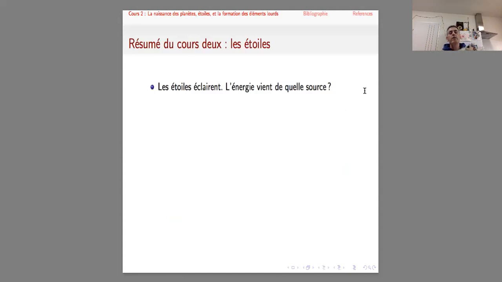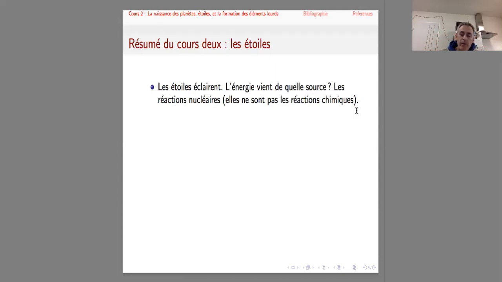Okay, some basic facts about stars. Stars shine, so that implies that they're giving off energy. Where does that energy come from? What's the source? It's nuclear reactions, and in particular, nuclear fusion reactions. It's important that you understand that these are different from chemical reactions.